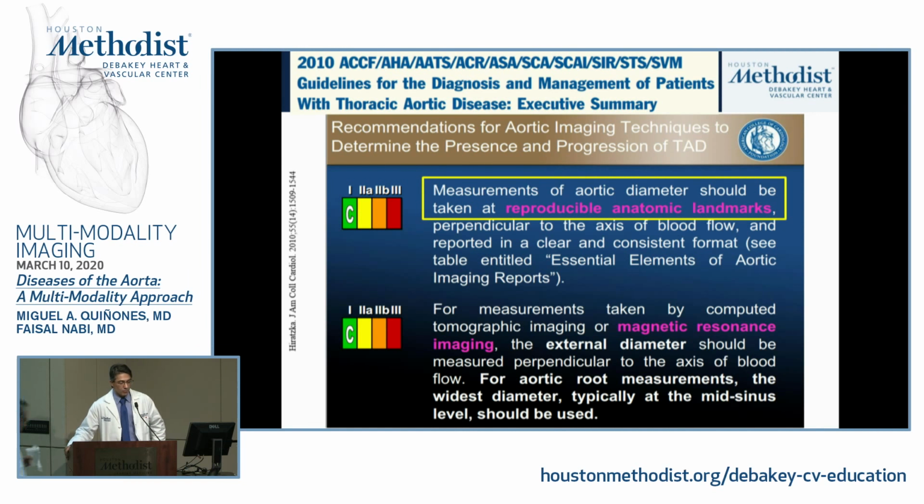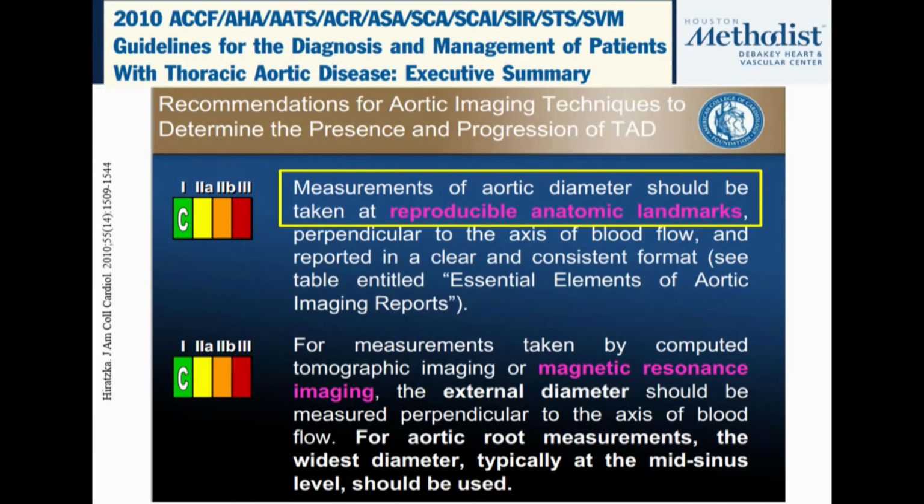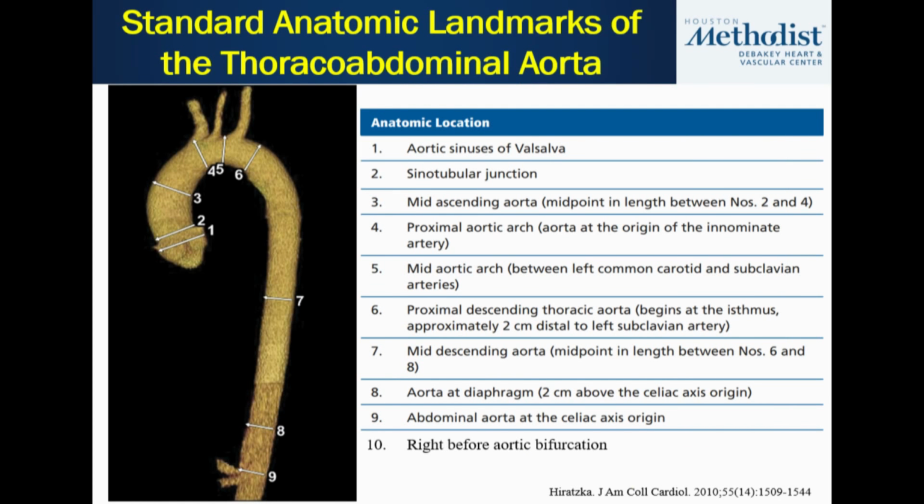So now we'll move on to really how we go, once you know the anatomy and you know your techniques, and here we'll be talking about CT and MR, what do the guidelines recommend of how you should be making measurements and where you should be making these measurements? So this is from the 2010 guidelines for thoracic aortic disease. And you can see the first thing that they mention is that the aortic diameter should be taken at reproducible anatomical landmarks. And this was very nicely spelled out.